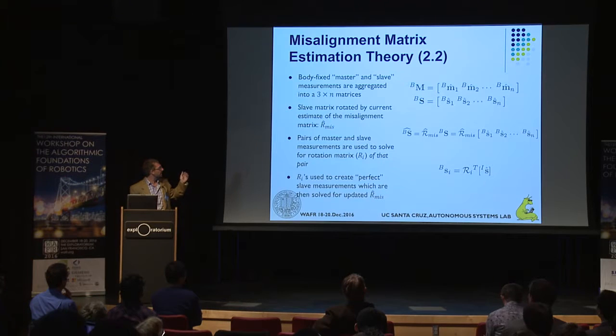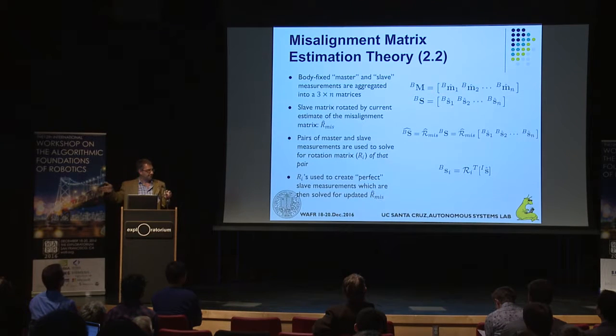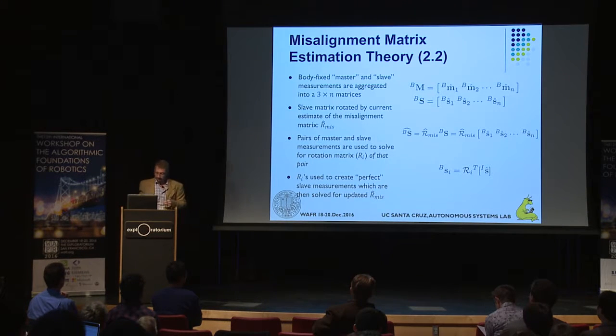I rotate everyone in, and we use these pairs. So we go pair by pair and solve for the rotation for every single observation I have. Then we take that rotation, we rotate the ideal slave measurement into where we think the attitude is, and we take that and the actual measurement and resolve for the misalignment matrix, and then reiterate until it converges.